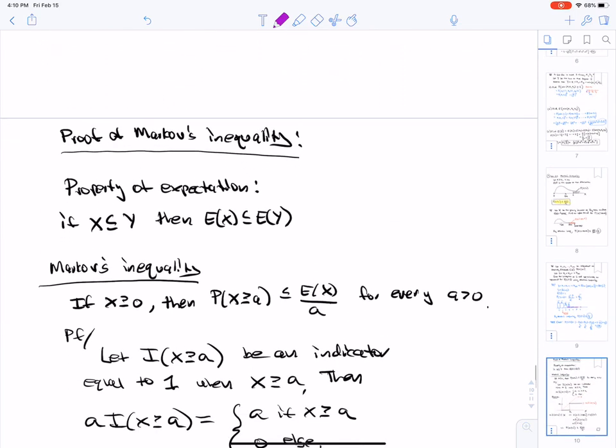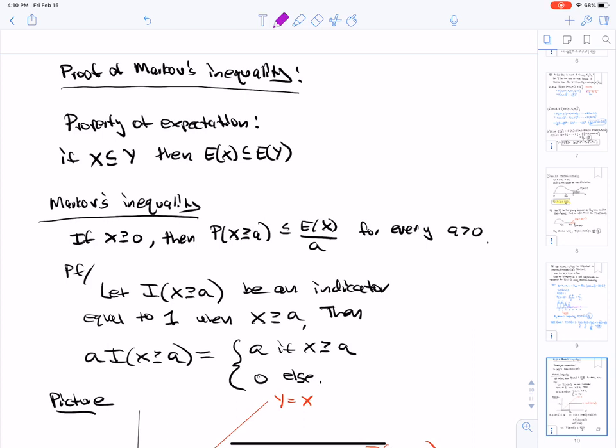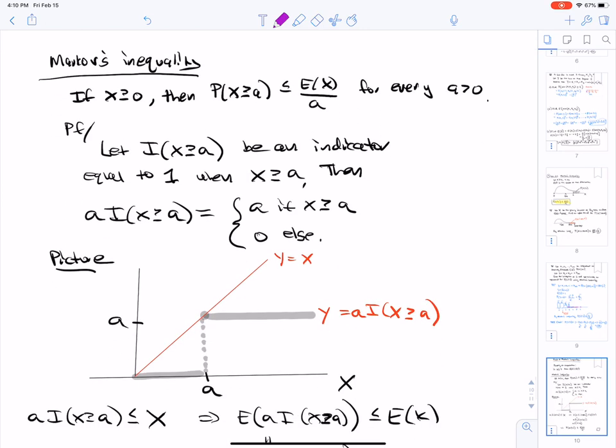Finally, a proof of Markov's inequality. Very simple but beautiful. Let's note that expectations have the property that if x is less than or equal to y, then the expectation of x is less than or equal to the expectation of y. And to prove Markov's inequality, we're going to look at this indicator that x is greater than or equal to a. In other words, it's 1 if x is greater than or equal to a. So a times that indicator has two values, a and 0, and it's a if x is greater than or equal to a.